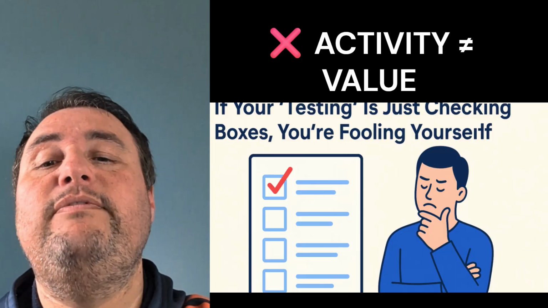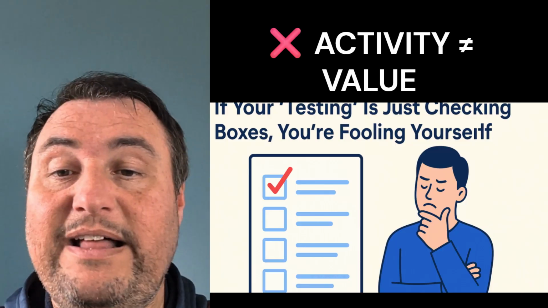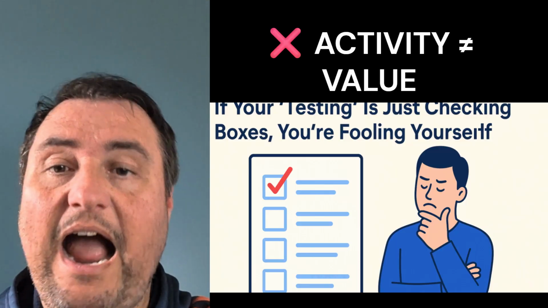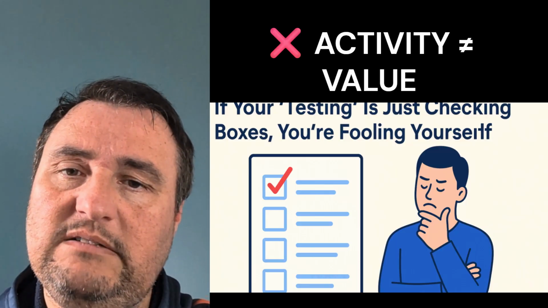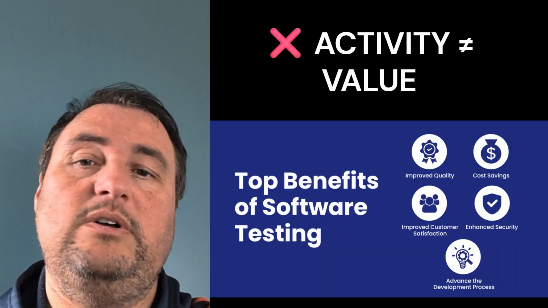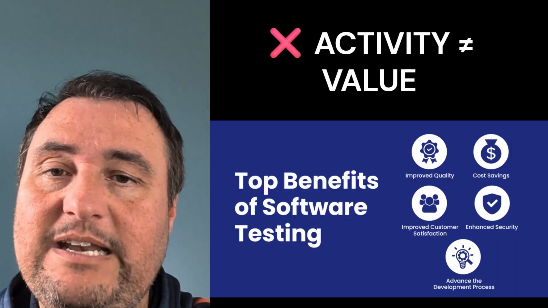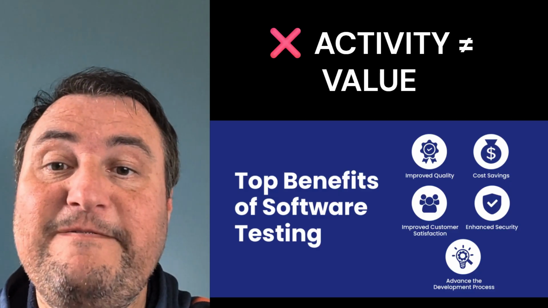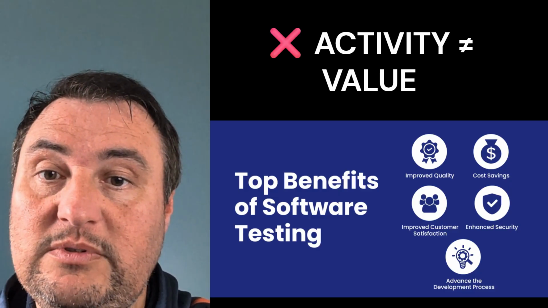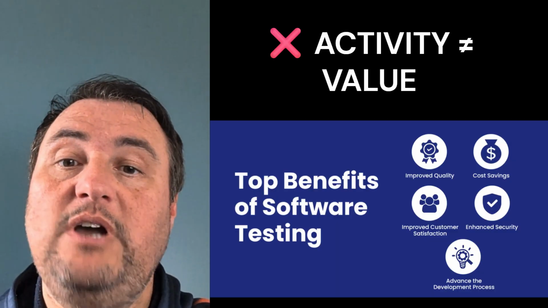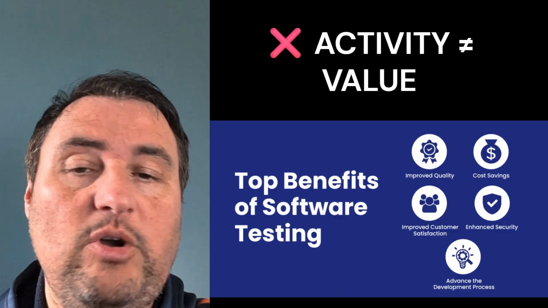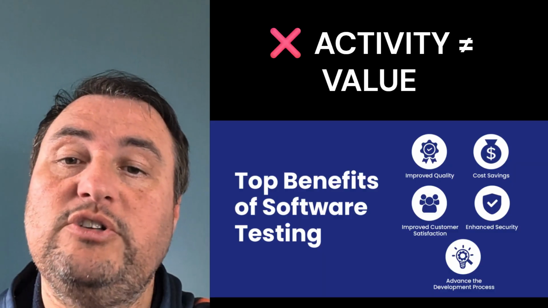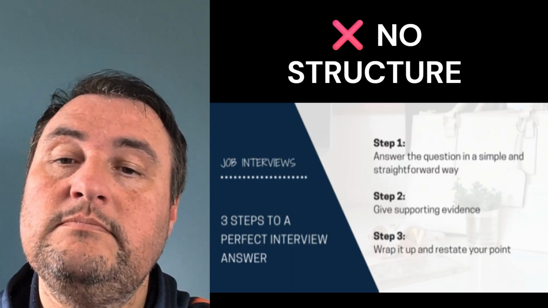Mistake number 9, confusing activity with value. So I wouldn't say I ran 100 test cases. Well, great, but what were the test cases? What did they cover? That doesn't tell me anything about the impact. Tell me about one test case that you wrote that actually added value to the QA platform, what it actually did, how it helped, and what the impact was as well. That'll go a lot further than just I wrote 100 test cases, trust me.